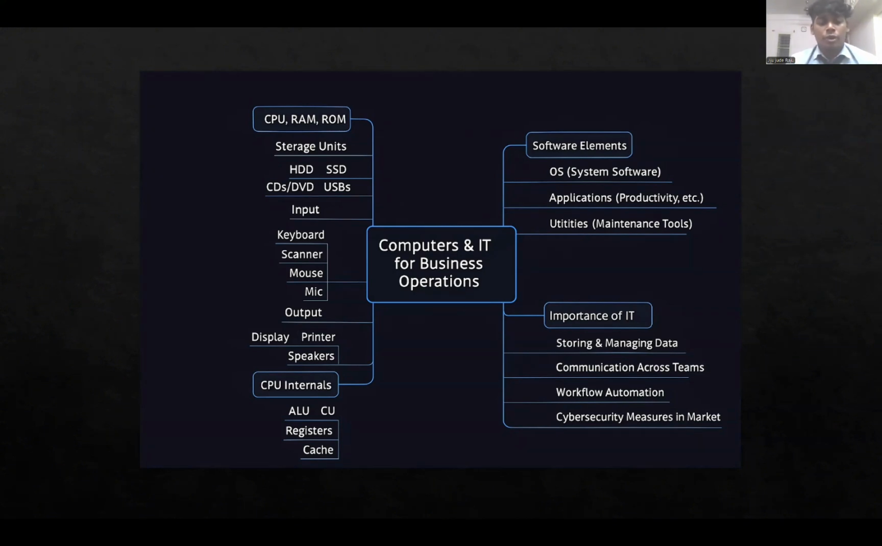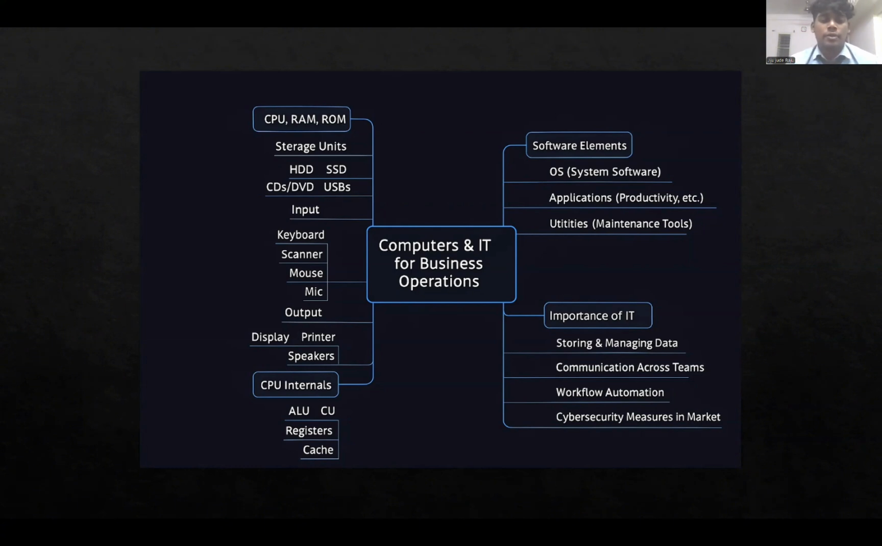Now we are moving on to the input devices. These allow us to interact with the computer. For example, they include keyboard, scanner, mouse, microphone, etc. On the other hand, we have our output devices such as displays, monitors, printers, and speakers, which present data and information to the users. So next, we have CPU internals.